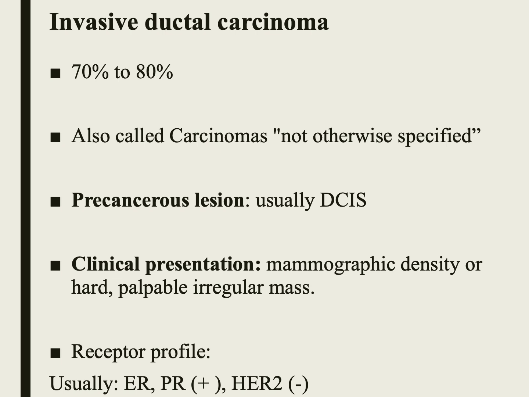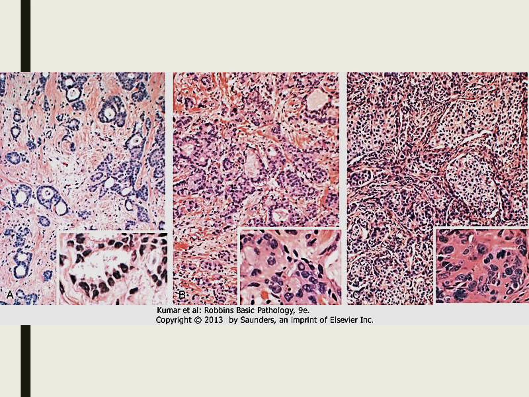Clinically, the tumor presents as mammographic densities during regular screening or as a hard palpable irregular mass. Usually, this tumor shows positive expression of ER and PR and negative expression for HER2. Invasive ductal carcinoma is graded into three main groups according to certain histologic features. We have three histologic features that are used to classify invasive ductal carcinoma into the three grades.